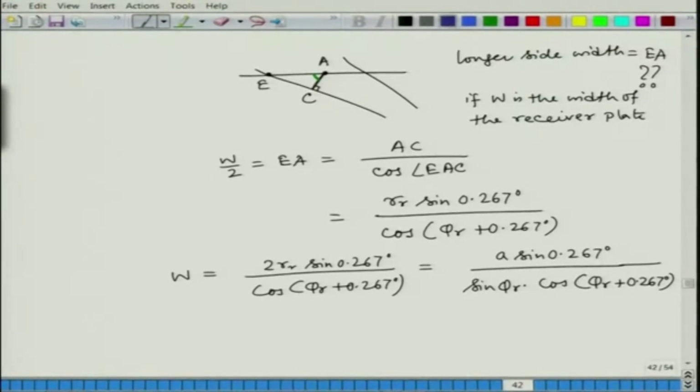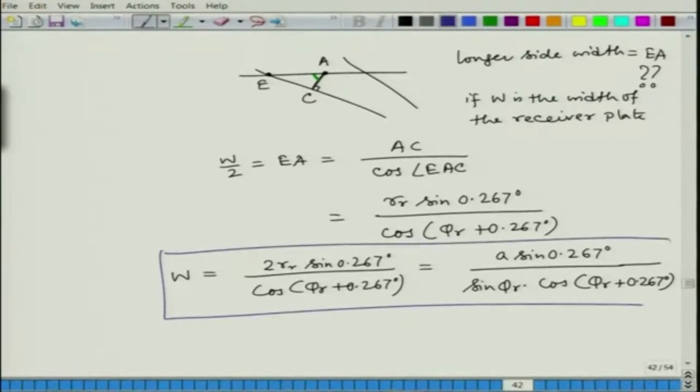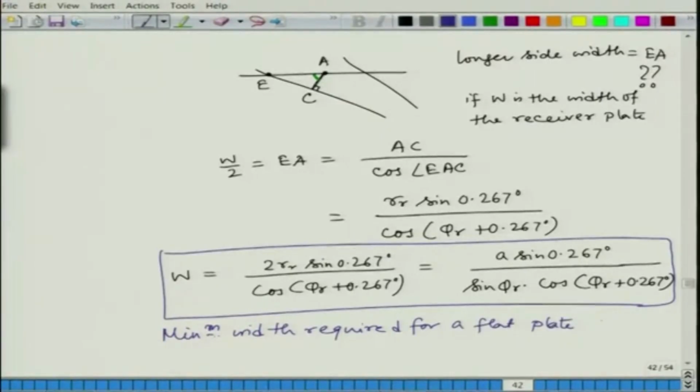Okay. And that is the minimum width required for a flat plate having an intercept factor equal to 1. Okay. So, these are two most common geometries, a tube geometry or a flat geometry.